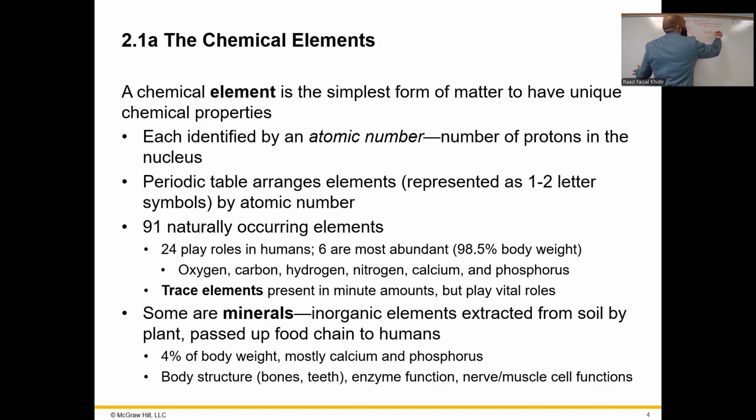What is the mass number? The mass number is the sum of the protons plus the neutrons. So that means I can have 3 hydrogen atoms. One with a mass number 1. The other one with a mass number 2. The third one with a mass number 3.